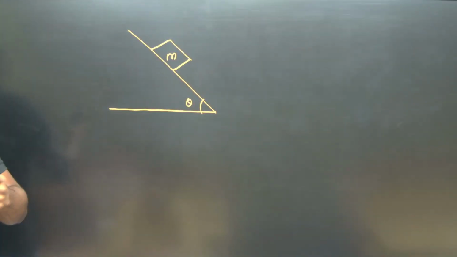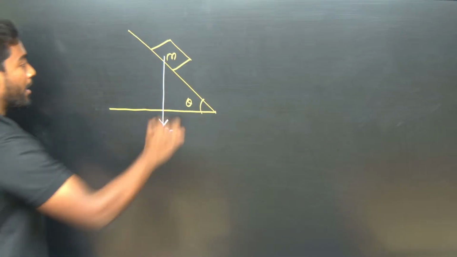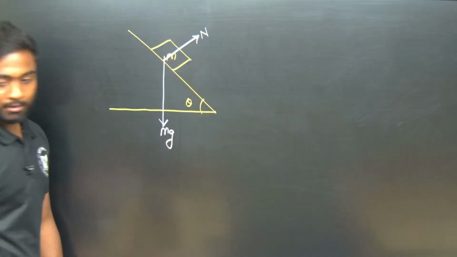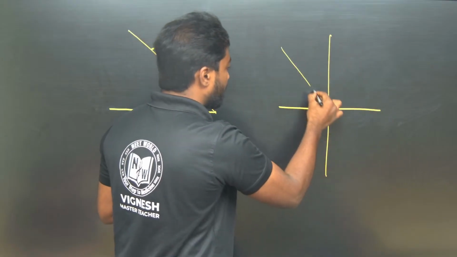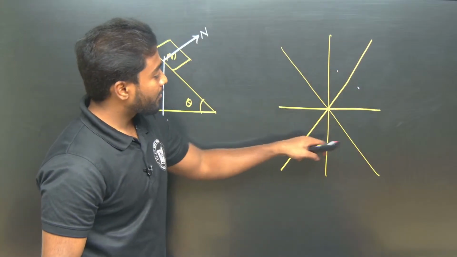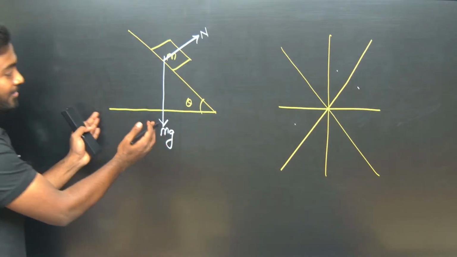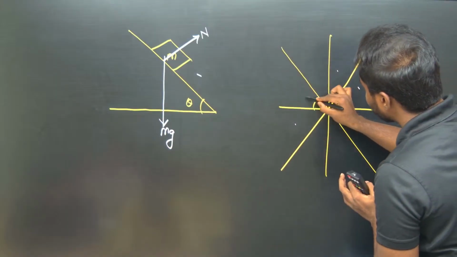Suppose they have given it like this. This is my theta and this is my object. My weight will be towards down, that is mg, and the normal force will be here. So, same method: take 8 divisions. 1, 2, 3, 4, 5, 6, 7, 8. Now take this angle. I can fit this inclined plane over here, so I'll take this theta.